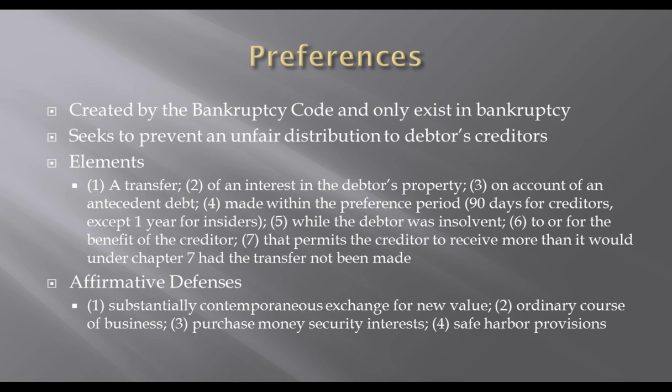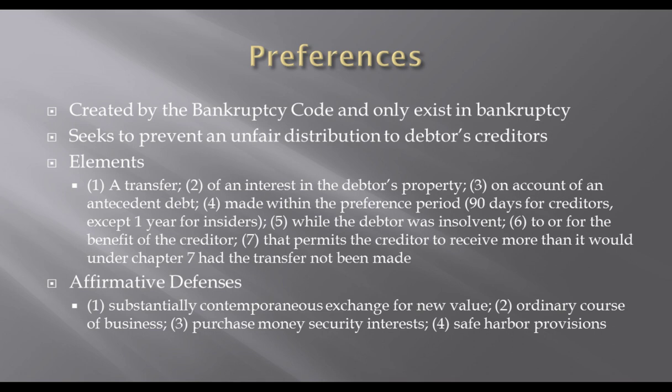The first one I'll talk about are the preferences. So the preferences are created by the Bankruptcy Code, and they only exist in the bankruptcy process itself. And the purpose of a preference is to avoid a debtor just prior to filing bankruptcy from preferring certain creditors over others. While the goal of the bankruptcy process is to give the debtor a fresh start and to eliminate their debts by giving them a discharge, another goal of it is fair distribution among the debtor's creditors.